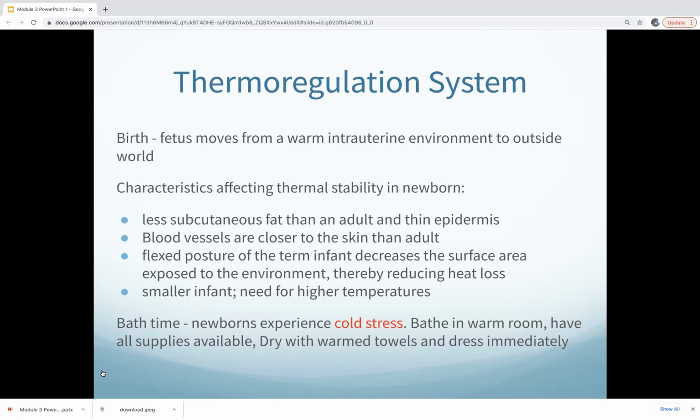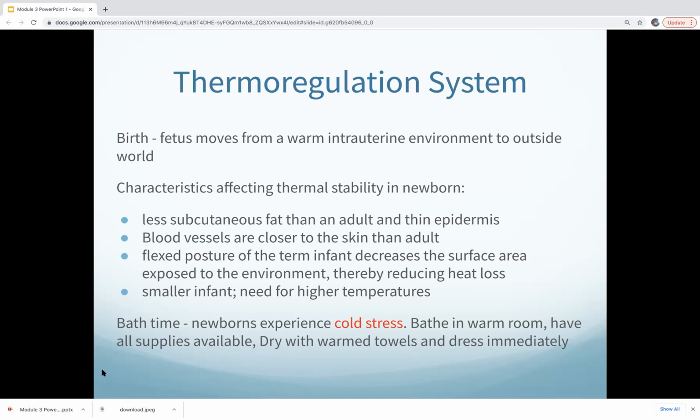Okay, so the baby goes from this nice, comfy intrauterine life where mom is regulating baby's body temperature and it's just the perfect temperature for baby. And they come into this cold outside world, this extrauterine life. So babies are born with less subcutaneous fat than their adult counterparts. Their blood vessels are closer to the skin, and you'll definitely see that in your preemies. They will have a flexed posture, and that is to decrease the surface area exposed, thereby reducing the heat loss.